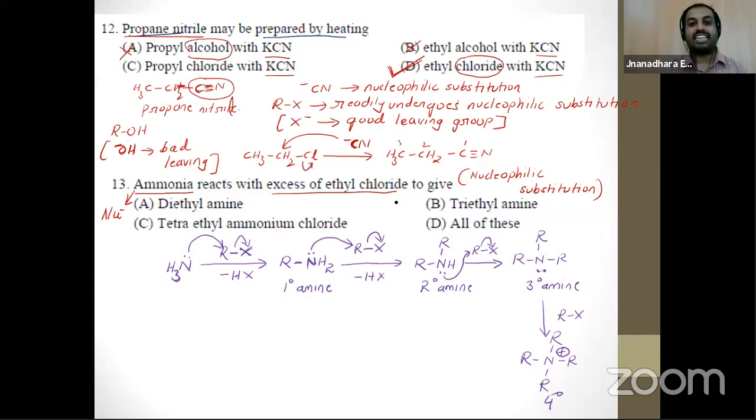Now, let us look at the condition in the question. The condition says excess of alkyl halide. Alkyl halide is taken in excess, which means we are bound to get a quaternary salt. Since the alkyl halide is ethyl, I will replace R with ethyl. So it is N with C2H5 four times: C2H5, C2H5. Wherever there is R, I'll replace it with C2H5, because in the given question you have ethyl chloride. So this is tetraethyl ammonium chloride.